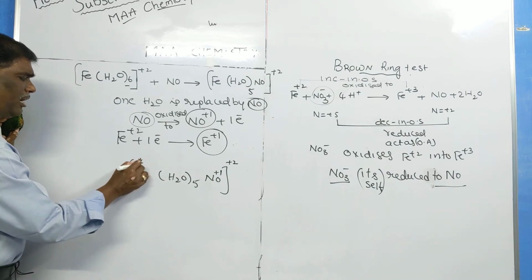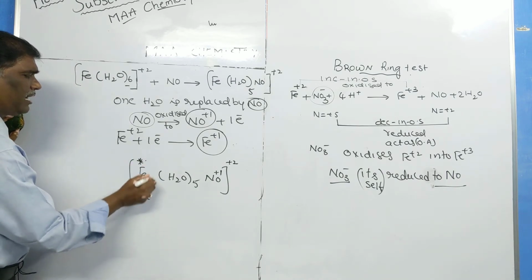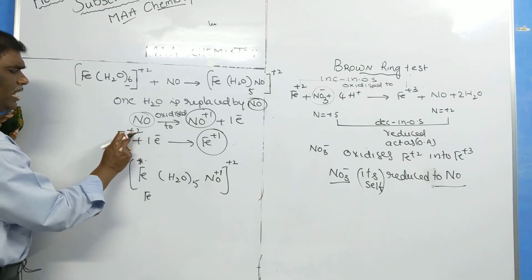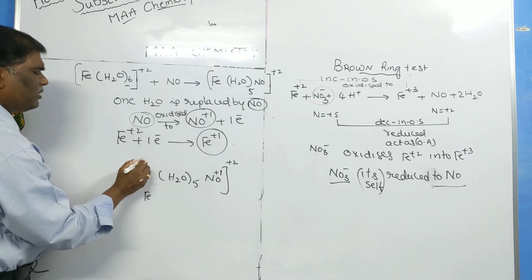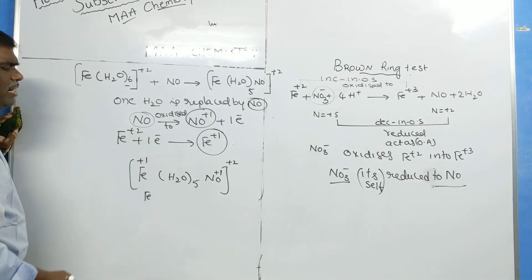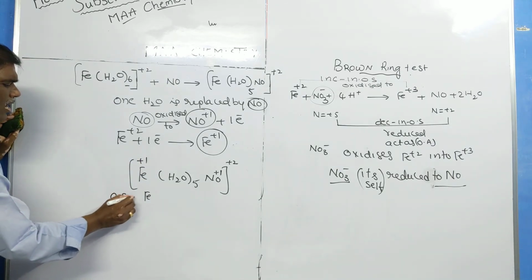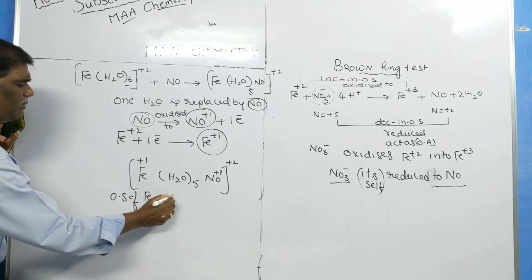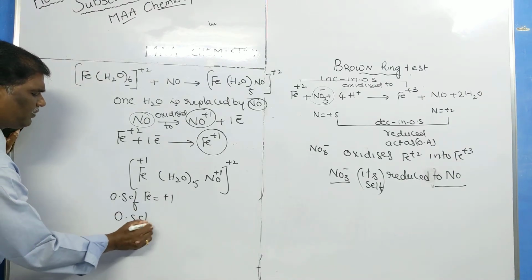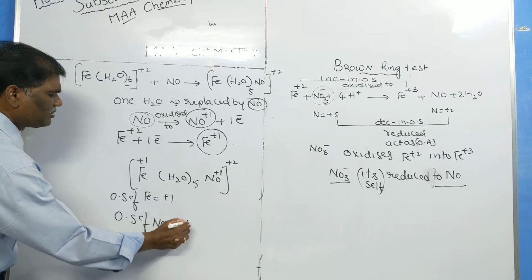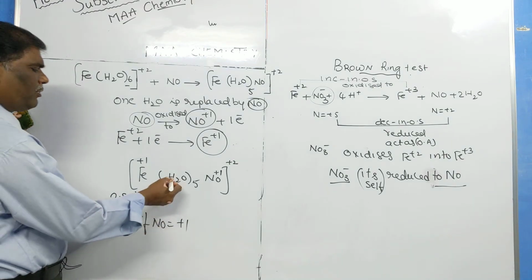Now you calculate the oxidation state of iron. I told you in this one, iron plus 2 is changing into iron plus 1. Plus 2 is changed to plus 1, so it is having plus 1 oxidation. Very important: oxidation state of iron in the brown ring formula is plus 1. Oxidation state of NO overall is +1.